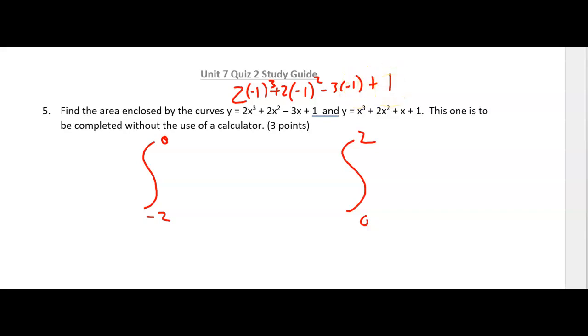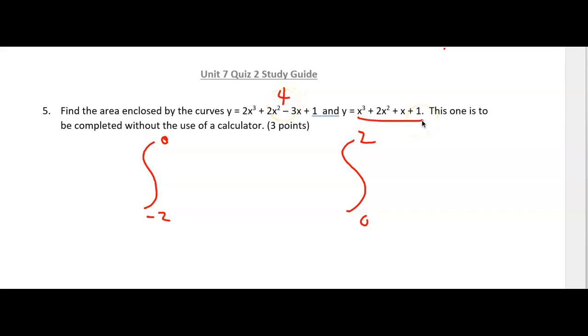And we're going to simplify. So this piece here becomes negative 2. This piece is plus 2. This piece is plus 3, plus 1. These cancel, and I get 4. So whenever I plug in negative 1, this function gives me a 4. So I'm going to go ahead and write that down here so I don't forget.